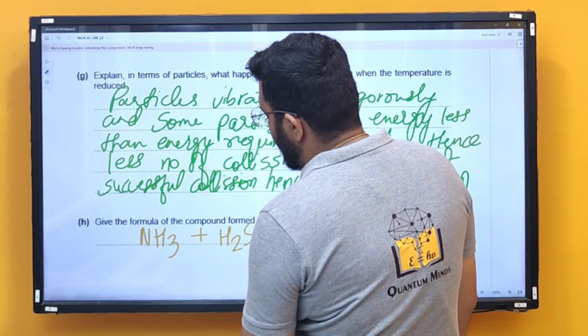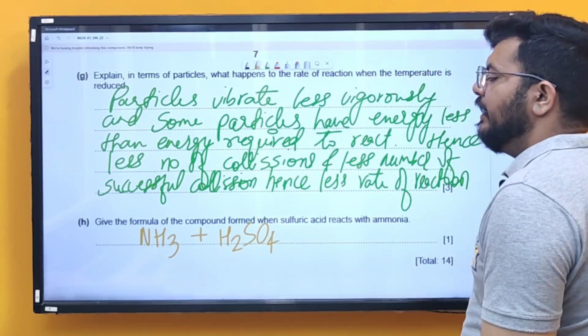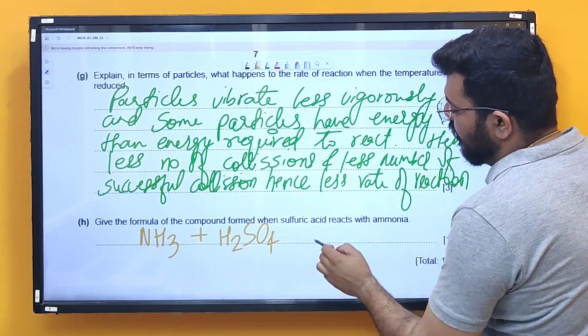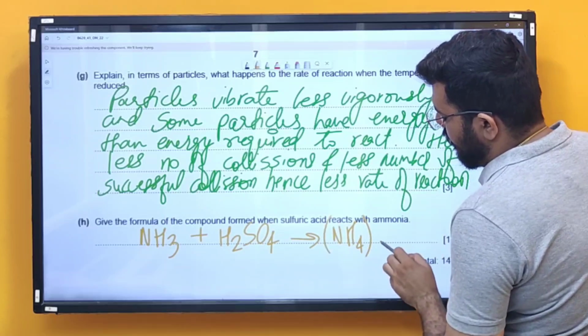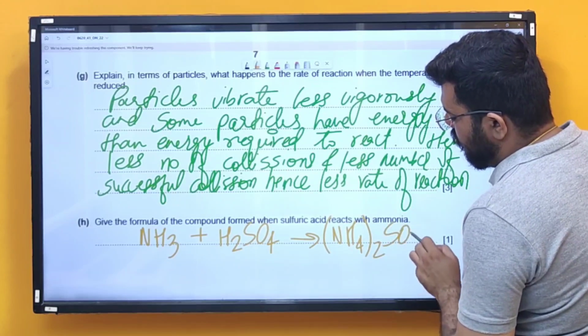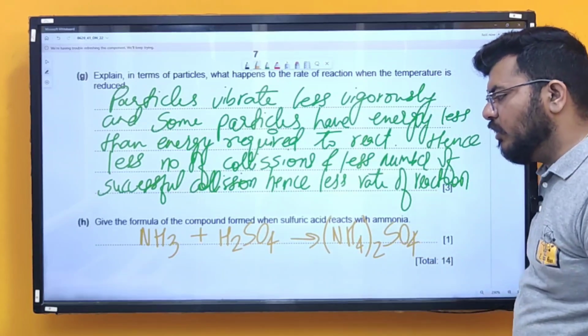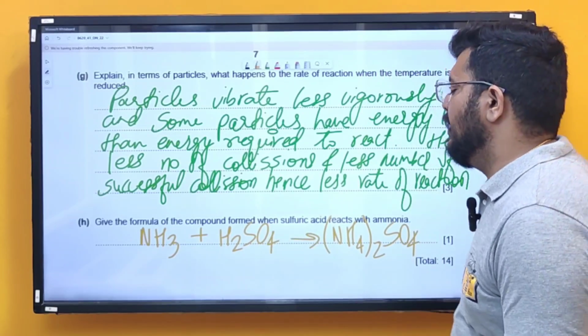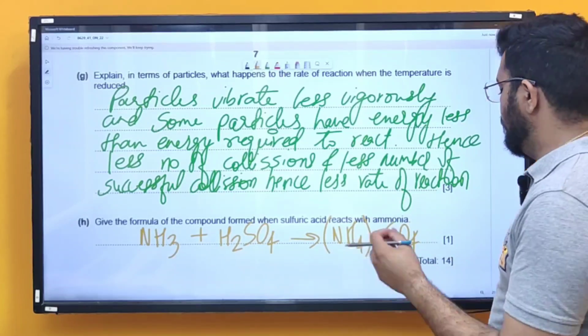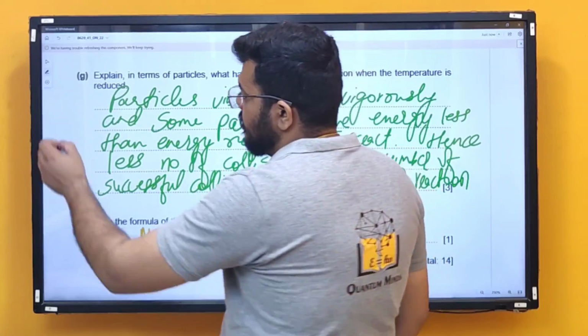H2SO4. Now ammonium ion forms in solution, right? Ammonium ion acts as a metal ion, so it forms ammonium sulfate, (NH4)2SO4, right? But because it forms ammonium, the hydrogen is not escaping, right? A metal acid reaction does not take place in this case.